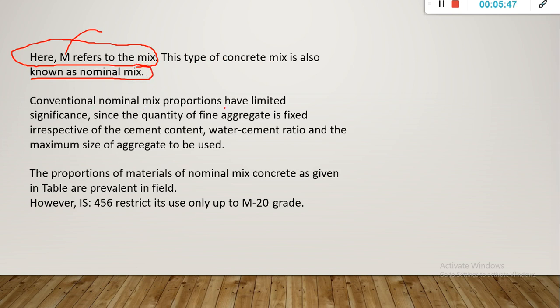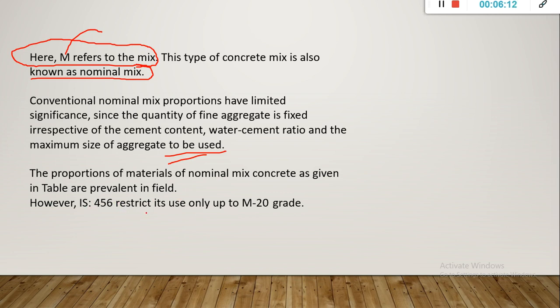Conventional nominal mix properties have limited significance since the quantity of fine aggregate is fixed irrespective of the cement content, water cement ratio and the maximum size of the aggregate to be used. So cement or fine aggregate or quantity khini fix kora hoy, but water cement ratio aggregate ebilak variable hoy. Okay, the proportion of the material of normal mixed concrete as given in the table are prevalent in the field.